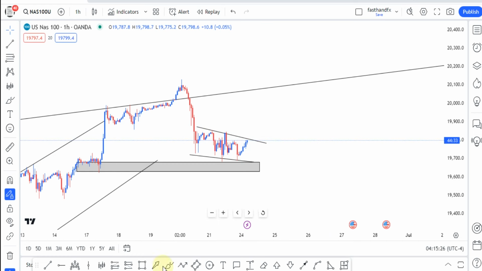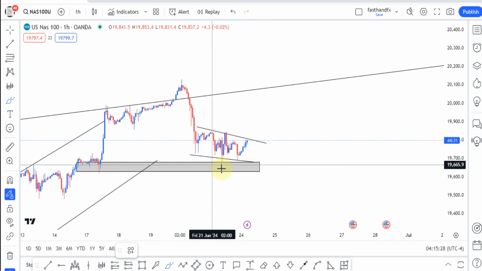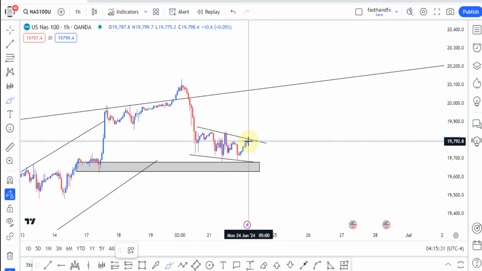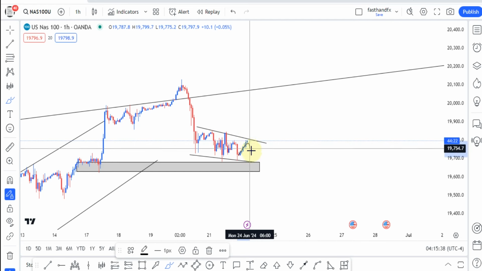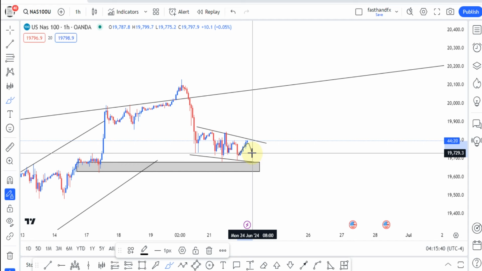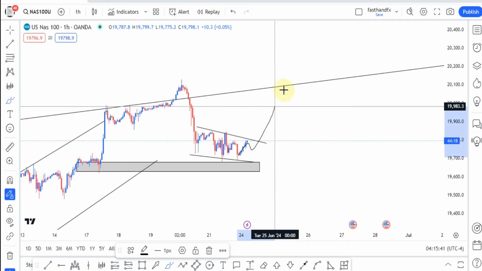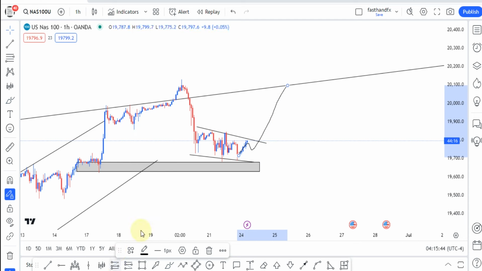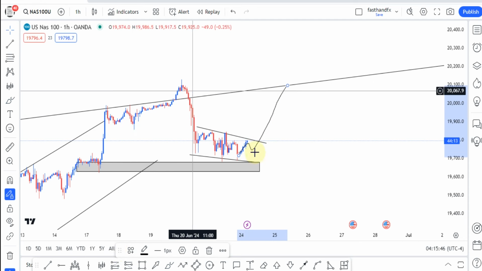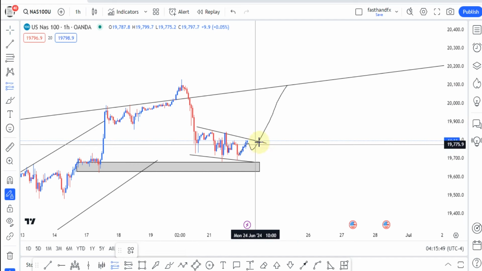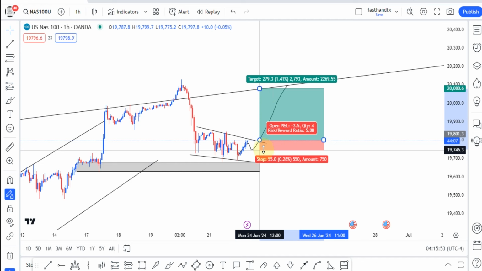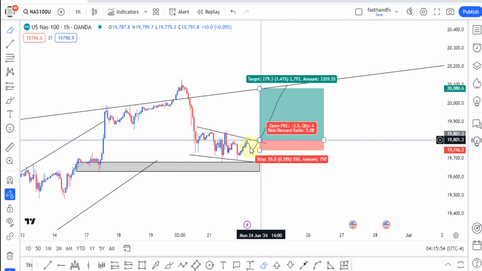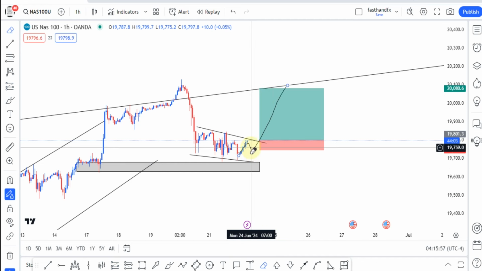All right, so probably she might be printing an inverse head and shoulder. Right now we see we only had an impulse, so all I'm anticipating is just a little pullback right here. Call it a bullish flag, a continuation pattern, then we see Nas100 probably going back to this level right here. Something like this, and of course target back to the center, have your stop right there. And if you don't see a bullish flag being printed, continue waiting.